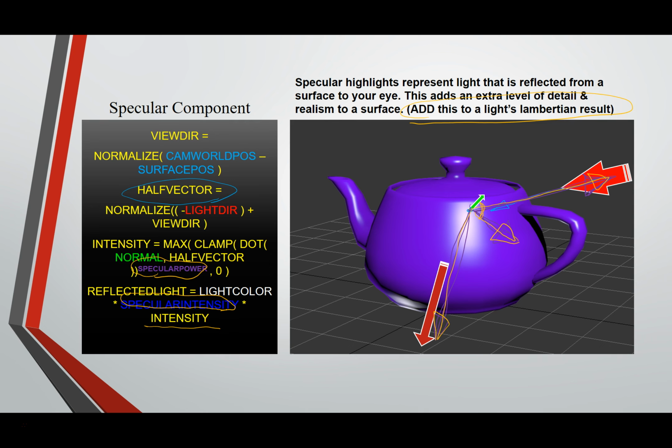Okay, so that is the specular component. It's actually not too bad to do. As you can see here, it's not that much extra code, and it really can help with the realism of surfaces.